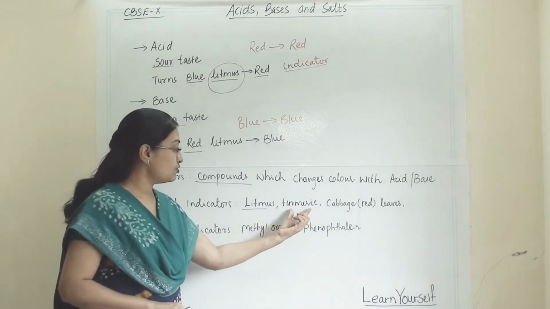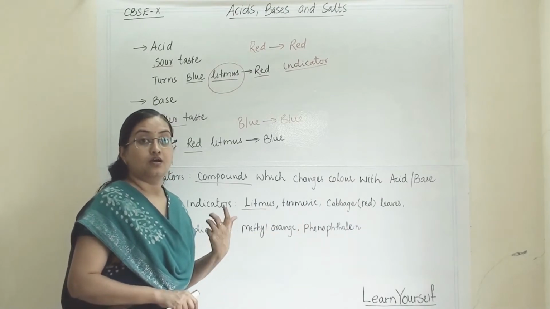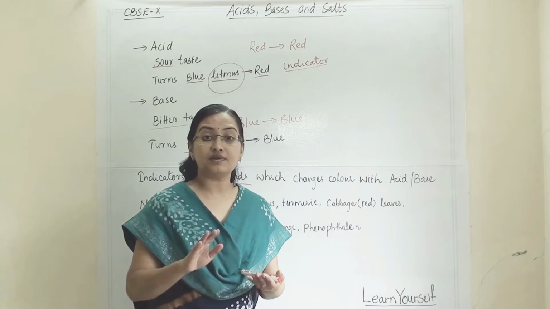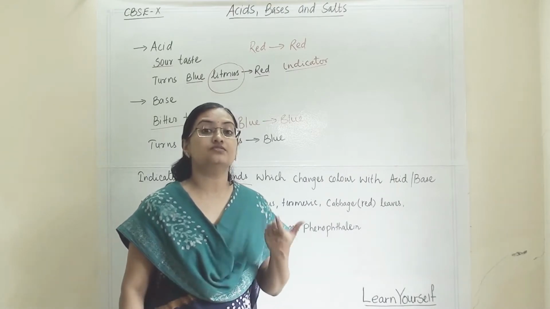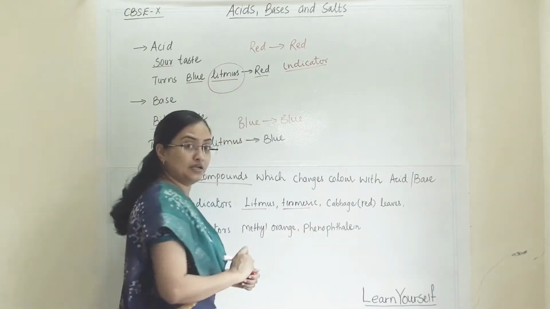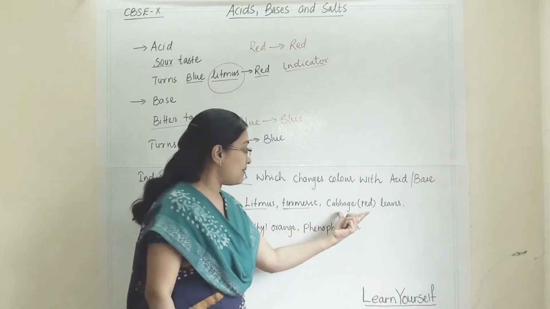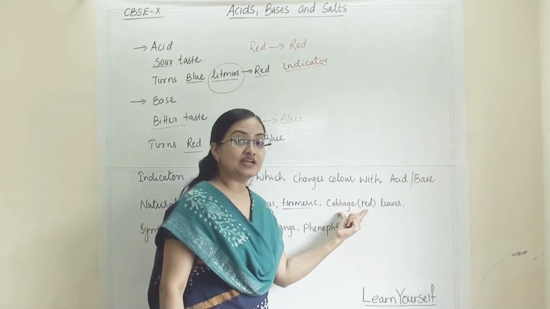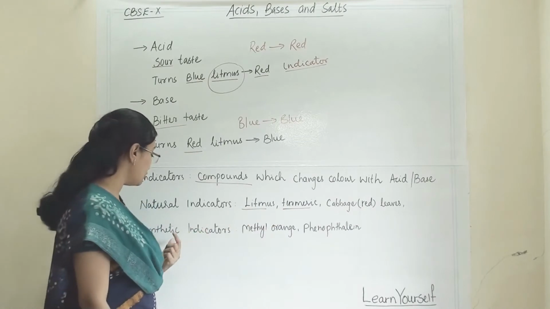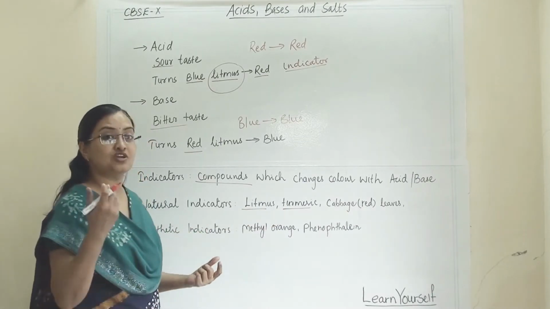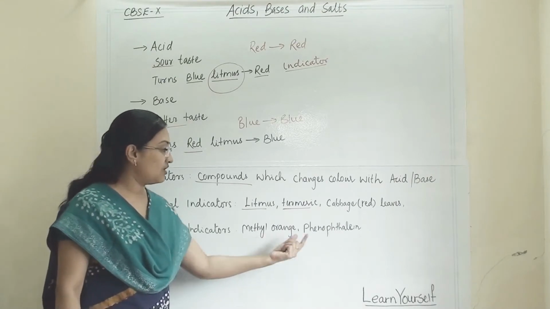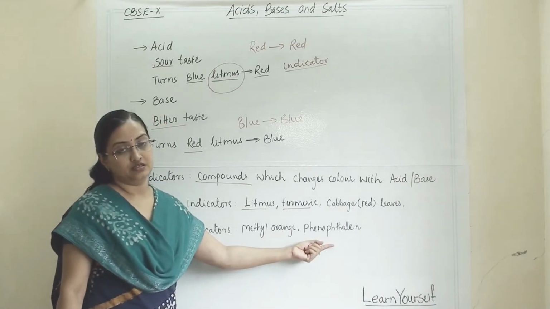Turmeric is also a natural indicator. When a turmeric stain is there on the cloth and we are rubbing it with a soap, it will turn reddish. So it shows an indicator nature. Red cabbage leaves are also working as indicators. All these are natural indicators. We also have synthetic indicators which we are preparing in the laboratory, and they are methyl orange and phenolphthalein indicator.